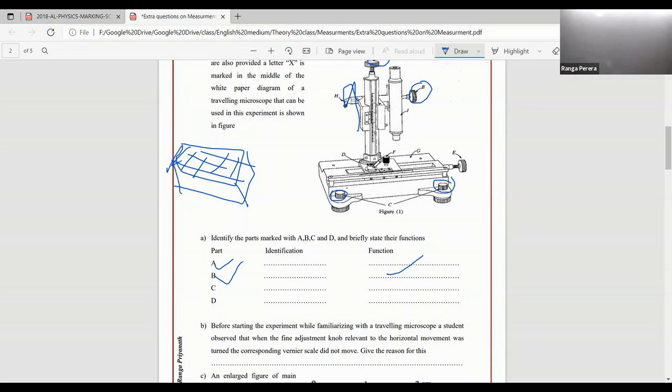What is this? Actually, it was not in my instrument. I told you it is the spirit level. We call it spirit level. What is the function of that? To verify the leveling, whether the leveling is now okay or not. You can verify it.